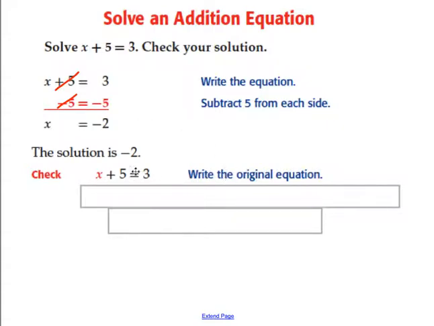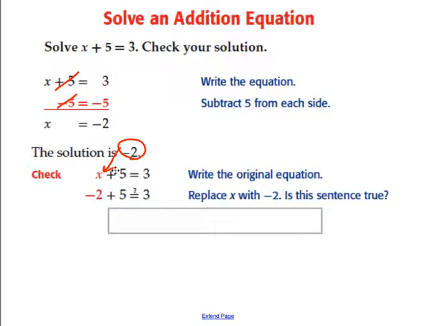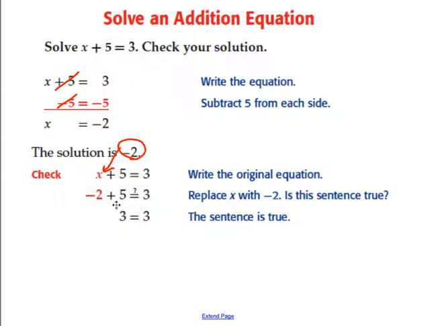Now to check our solution, we write our original equation, but wherever you see the letter x, we want to put in the number negative 2. So we're going to actually substitute that in. Instead of x, I'm going to write negative 2 and rewrite the rest. And check, there's a question mark here, to see if this is a true statement. Is negative 2 plus 5 equal to 3? Well, yes it is. Negative 2 plus 5 is 3 and 3 equals 3. That's a true statement. So that is the solution.